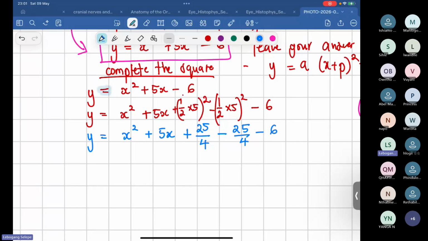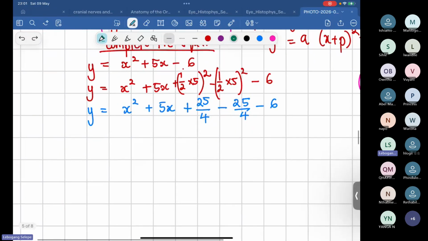Like this, right? So you can see that whatever I've added, I also subtracted again so that I do not change the value of the expression, because it's very important that you understand that. So now we are saying this is going to be y equals to. Now how do I complete the square? So you're basically going to say this squared, obviously.